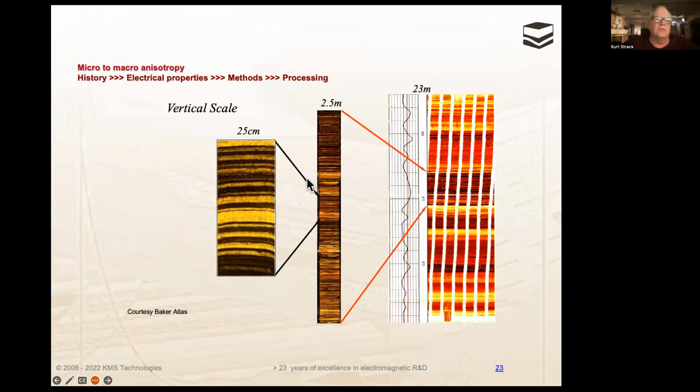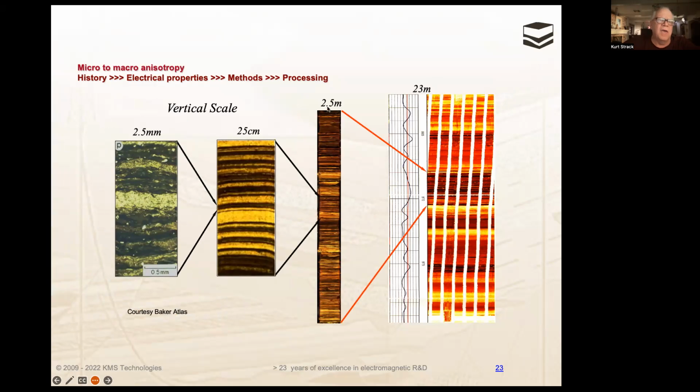We go to logging tool scale, which is 3 meters, and we see the same layering in the anisotropy. We go to 2 feet, which is 25 centimeters, or even electron microscope images to 2.5 millimeters, and we still see the same layering. So anisotropy exists at every scale.